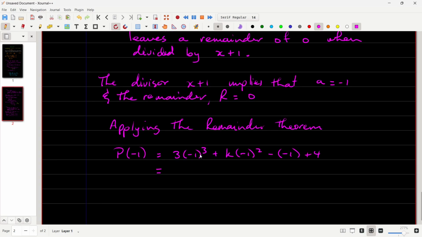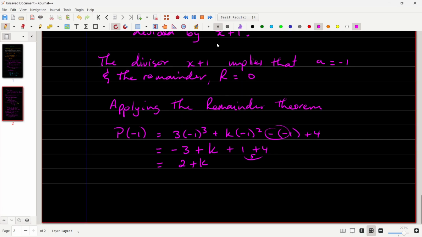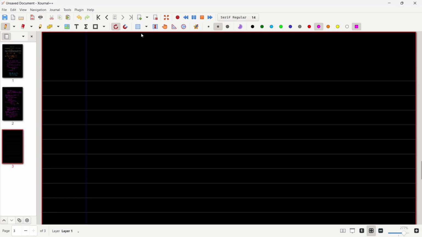So negative 1 to the third power is negative 1, by 3 is going to give me negative 3. Negative 1 to the second power is positive 1, multiplied by k is going to give positive k. Negative 1 by negative 1 is going to give me a positive 1. So I'm just going to say positive 1 and then plus 4. Simplifying this, I'm going to get that 5 minus 3 is going to give me 2 plus k. All right, so p of negative 1 is 2 plus k. We go on next page now.